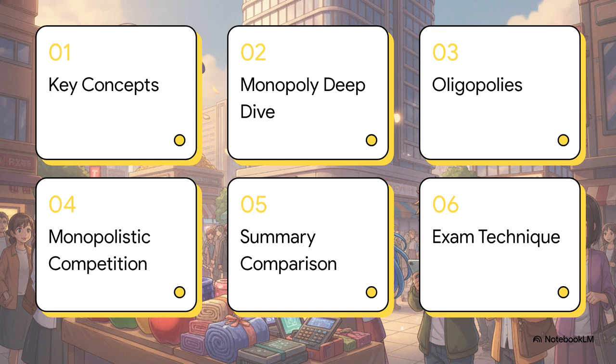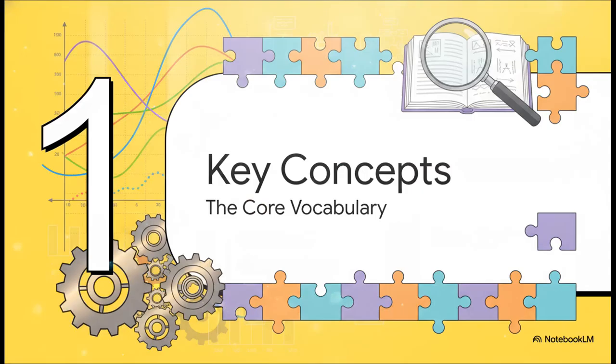So here's our game plan for today. We'll start by locking down some key vocabulary, then take a massive deep dive into monopolies, shift gears to oligopolies, and then unpack monopolistic competition. After that, we'll pull it all together into a summary comparison, and of course, talk exam techniques so you can absolutely crush Section C.